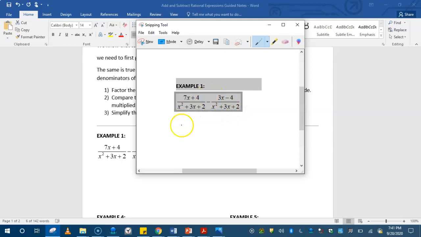I'm subtracting here. So I'm going to factor this first denominator. And if I look at this, this factors into an x plus 2 and an x plus 1. Then I'll look at the second denominator, and let me change the color here to red. If I look at the second one, it factors into an x plus 2 and an x plus 1 as well.